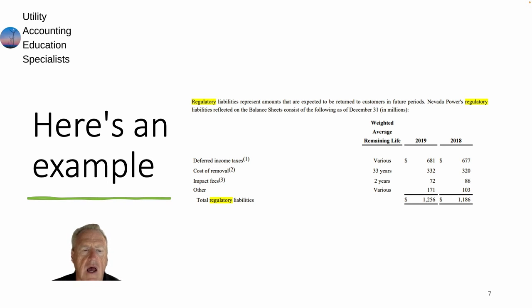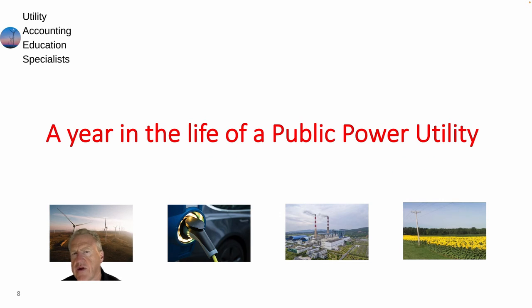We'll keep going here. On the revenue side, they have deferred income taxes, cost of removal, impact fees, others. Here's the exit strategy right there, and the amount of revenue that they recognize in their financial statements because of these transactions. So I thought the best way to do this is to take a year in the life of a public power utility. In other words, you start off the year with hope, a great budget, great expectations for the future, a lot of good plans, strategy implementation, things like that. And then real life happens, real life gets in the way.